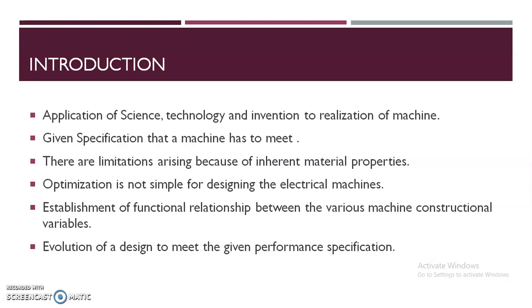Given the specification that a machine has to meet, the designer's work lies in suitably allocating the space to frame, magnetic core, air gap, copper or aluminum, insulation, and cooling medium. Often there are contradictions in the process and one has to take decisions under several conflicting requirements. There are some limitations arising because of the inherent material properties such as elastic limit, magnetic saturation, temperature rise, efficiency, and losses as affecting the dissipation of heat.